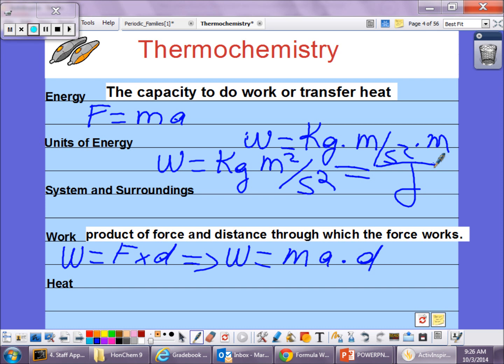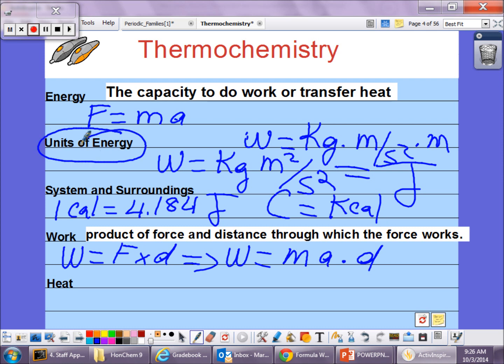It is the joule. And you should also be able to convert joules into calories. 1 calorie equals 4.184 joules. When you see Calorie with a capital C, it really means kilocalorie, which is 1,000 calories. So you notice the unit for energy.